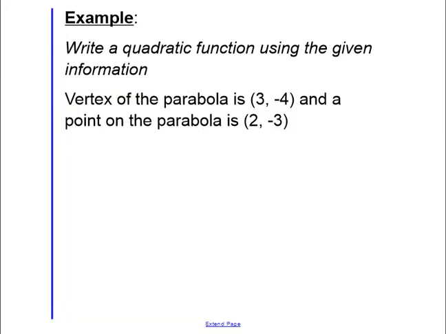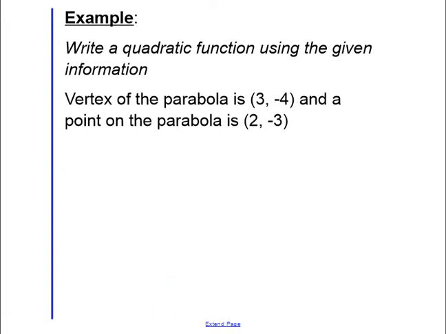Let's try an example where we need to write a quadratic function using some given information. The information that's given to us is the vertex of the parabola at 3, -4, and a point that is actually sitting on the parabola that's not necessarily special, but it is one of the points you would find if you're graphing the parabola, and that's at 2, -3. Since you're given a vertex, then I think the better path to creating a function, to creating an equation, is to use vertex form.